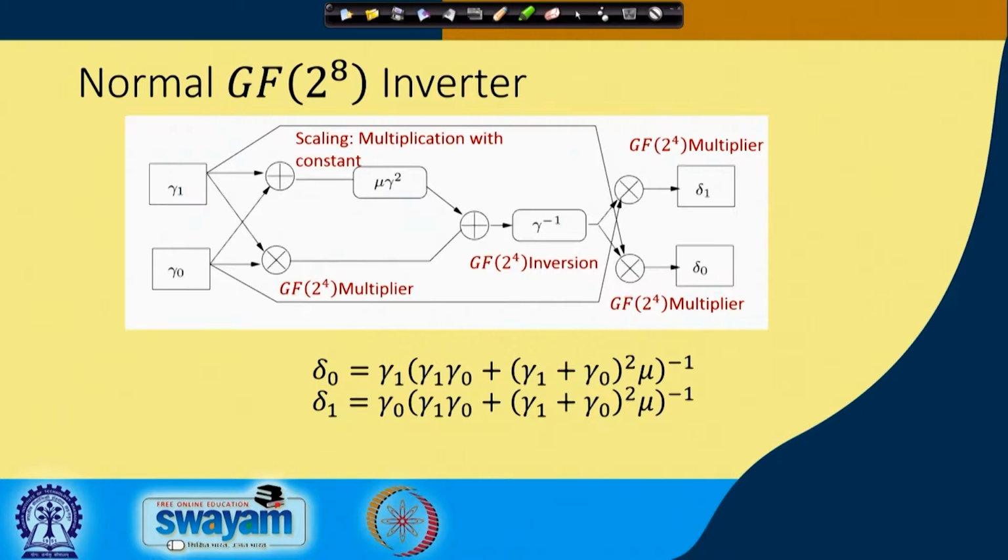This is a quick recapitulation of the normal GF(2^4)^2 inversion circuit, where we were able to decompose the GF(2^4)^2 circuit in terms of GF(2^4) computations. For example, the multipliers are now in GF(2^4), the inversion is also in GF(2^4), and likewise the scaling operation, where you multiply with the constant mu, is also in GF(2^4). We shall see how these individual components can now be worked out.